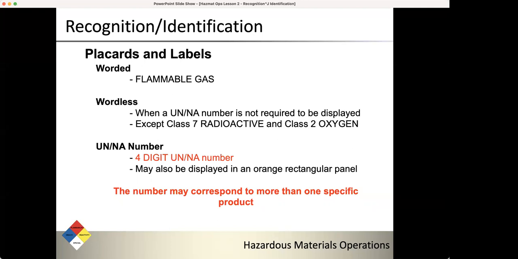It can also be displayed in an orange rectangular panel. Now, keep in mind that the number, say the number is 1903, that number may correspond to more than one specific product. However, the opposite is not true. A specific chemical only has one 4-digit UN number. So one number can cover multiple products, but one product only has one number.